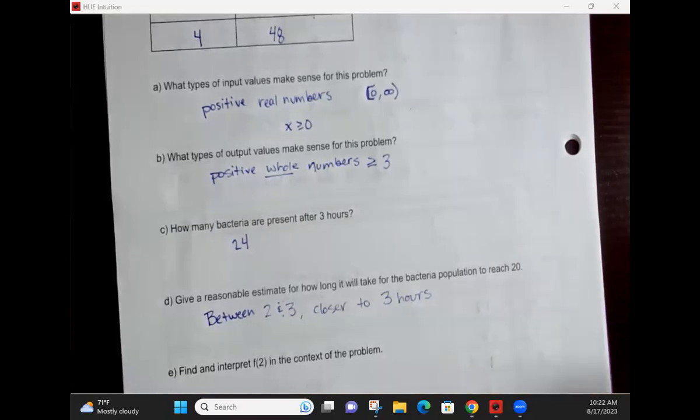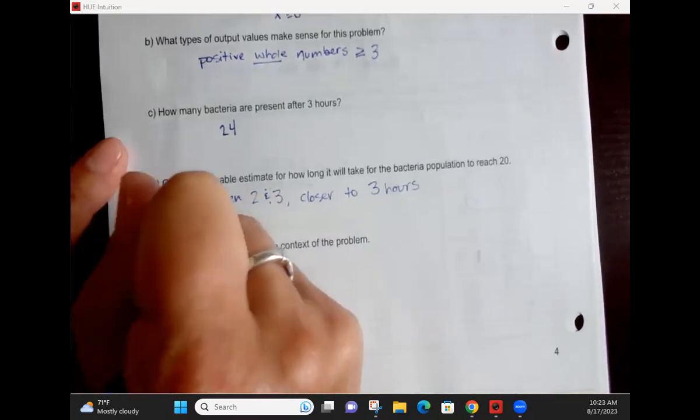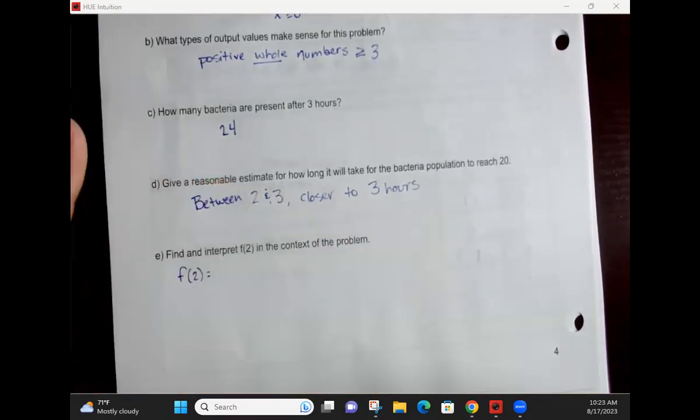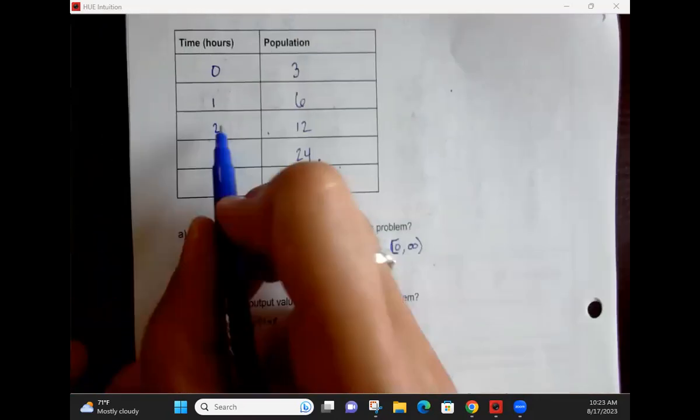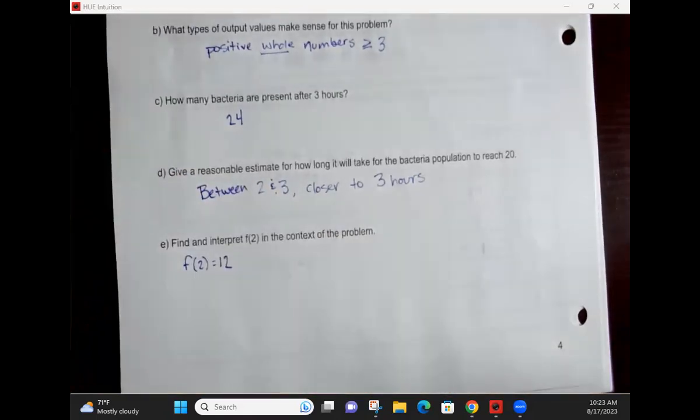And then some function notation thrown in there for us again. We'll continue to review and use function notation throughout Algebra 2. Find and interpret f of 2 in the context of the problem. So first, find f of 2 for me. What is f of 2? Input, output. I know the input is 2. My output then is 12. What does f of 2 equals 12 mean for this particular scenario? What's it telling me?